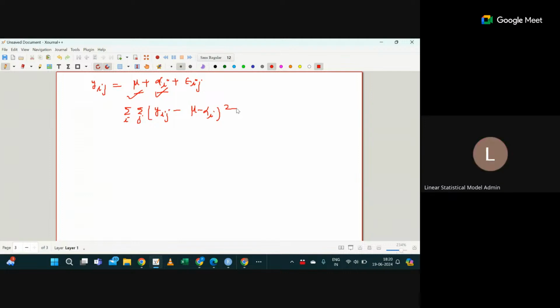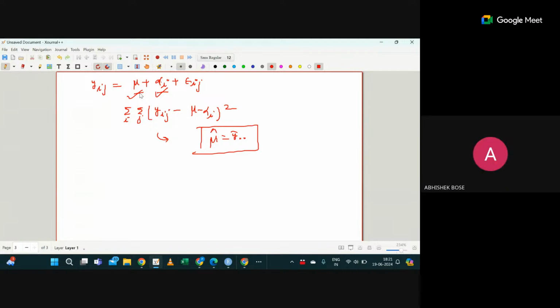I'm not going to do all the derivation, but I will tell you what you get. If you differentiate with respect to mu and equate to 0, you get mu hat as y bar double dot. And as I told you, mu represents the overall mean effect, right?